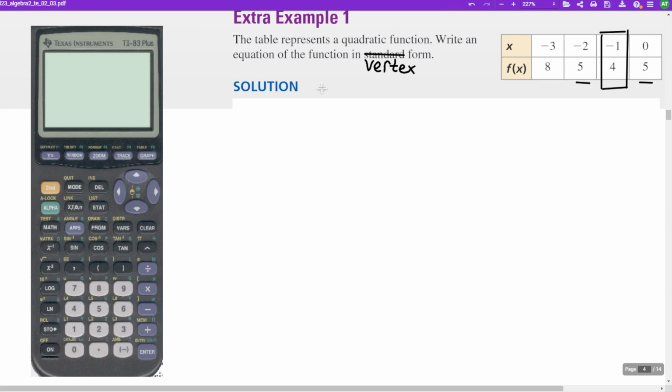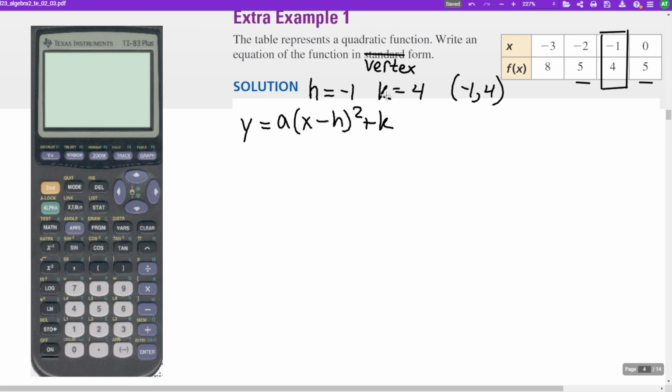So we like to call the vertex h and k. So h is the x-coordinate, h is -1, and k is the y-coordinate, or the f of x value. K is 4. So we have a vertex -1, 4. And if we're given the vertex, then the equation we want to write should be in vertex form. So let's go ahead and write vertex form. We have y equals, or f of x equals, a times x minus h squared plus k.